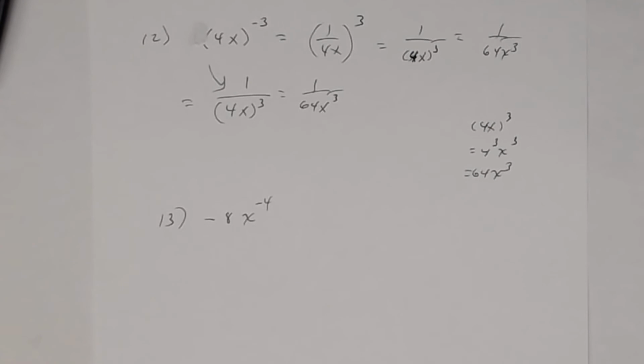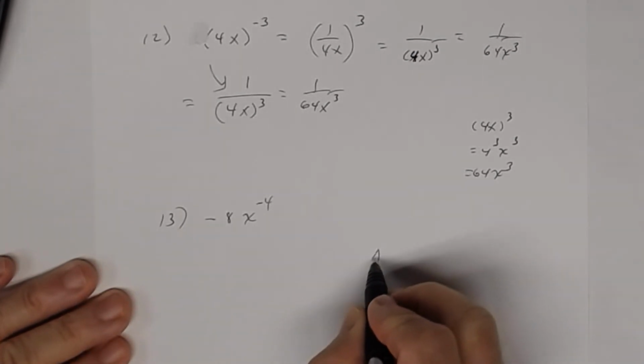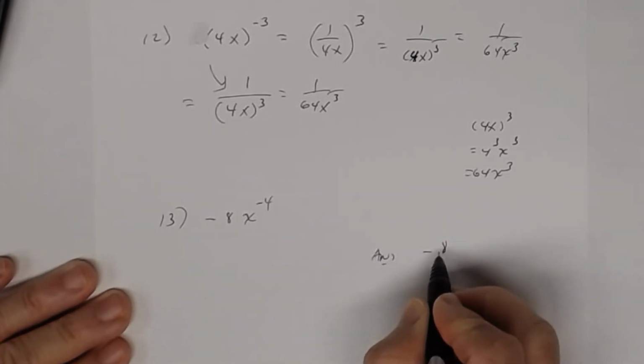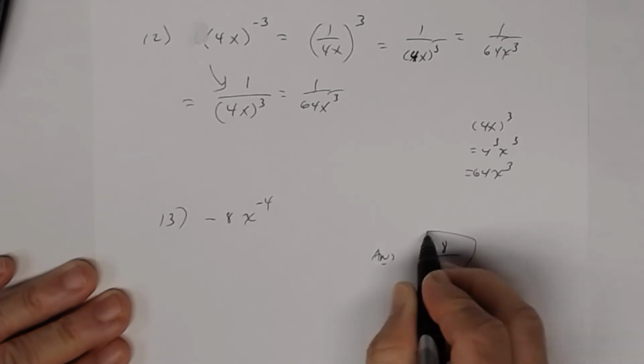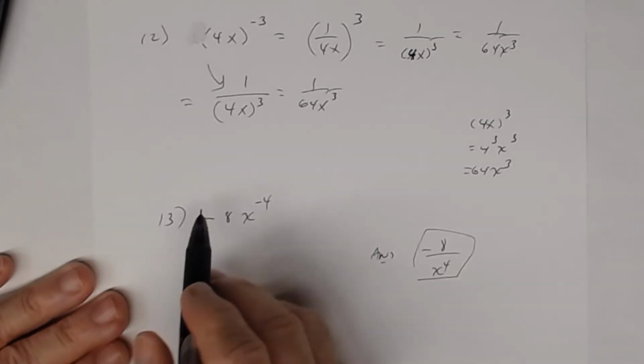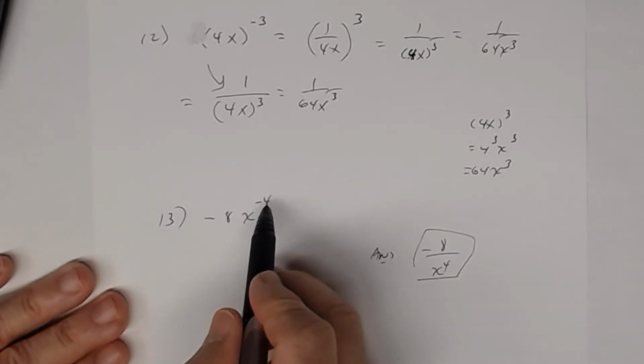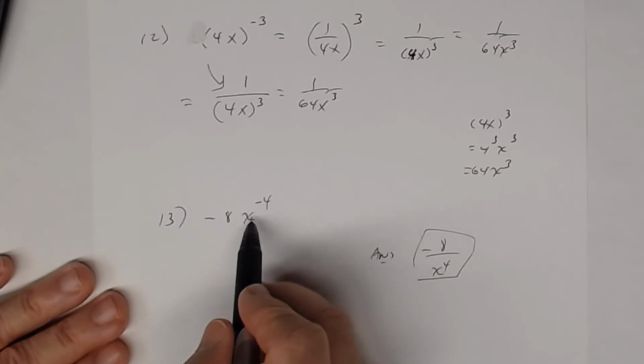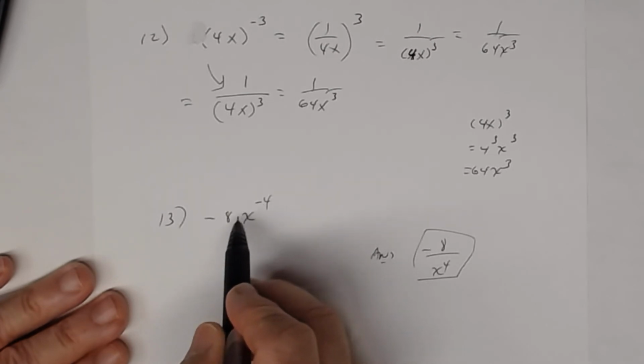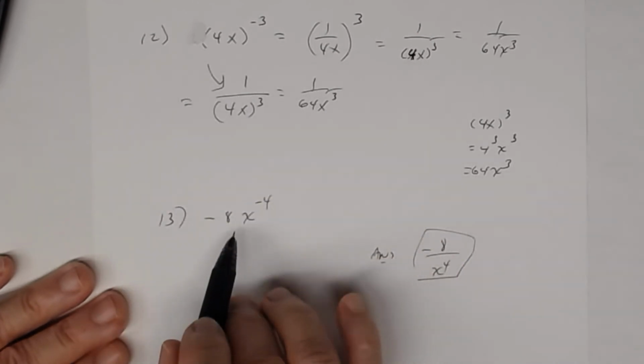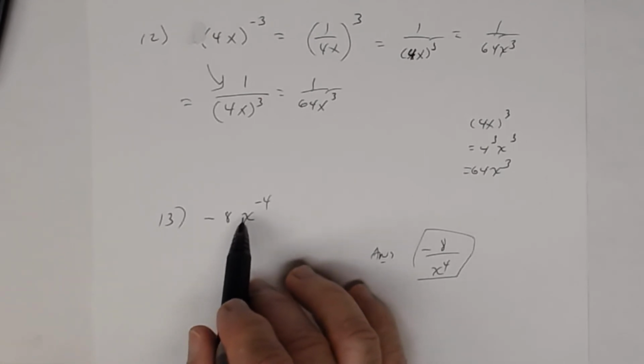Okay, so in number 13, what do you think is the answer real quick? What do you think it is? So if you had a few seconds to get that answer, what do you think it is? Okay, so if you said the answer is -8 divided by x to the fourth, you're correct. That's the answer. So let's think about what's being raised to negative power. The only thing that's being raised to negative power is this x. All right, so if you do the long way, you've got to take the reciprocal of that base.